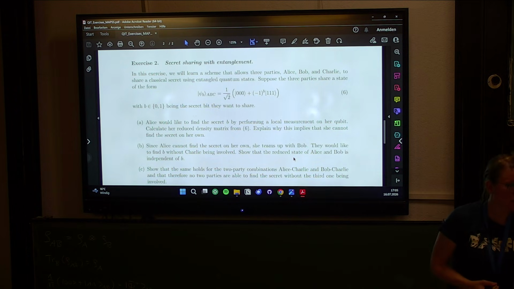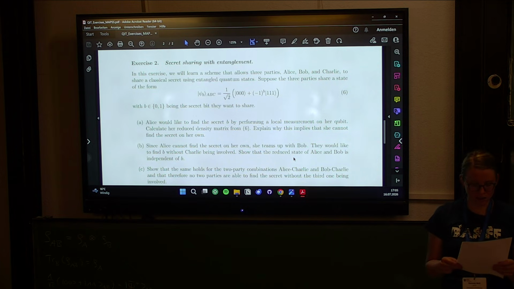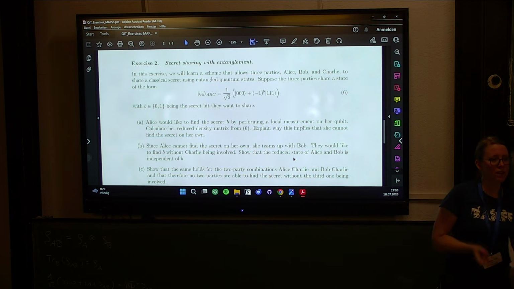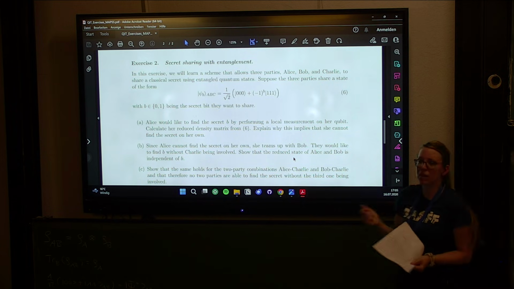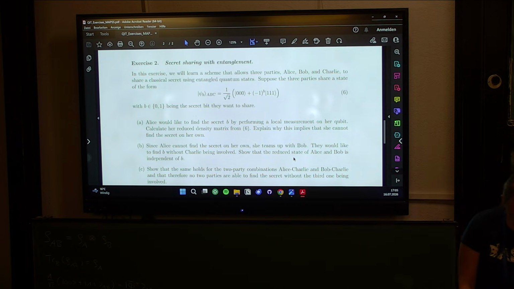Okay. So apparently Alice cannot do anything on her own, but maybe one of her friends can help. So let's say she asks Bob to help, and then there are two parties. Maybe with two people they can actually do something and get information about this secret B.